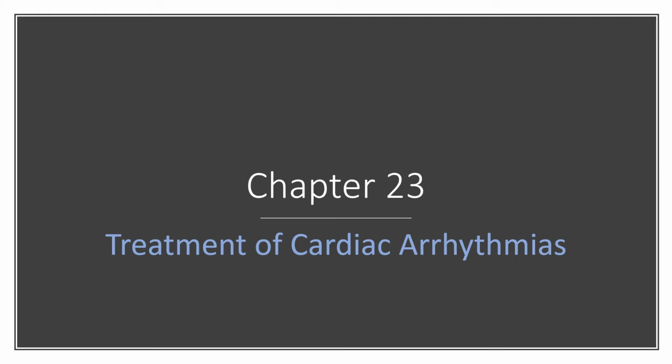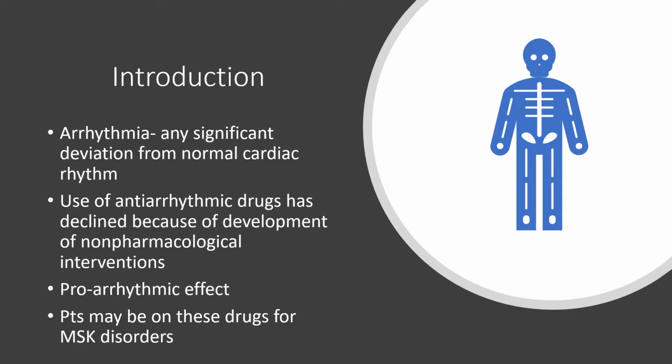Today we're going to cover chapter 23, which will talk about the treatment of cardiac arrhythmias. An arrhythmia can be defined as any significant deviation from a normal cardiac rhythm. And if arrhythmias are left untreated, disturbances in normal cardiac rhythm can occur. And this could result in impaired cardiac pumping ability, and certain arrhythmias are even associated with cerebral vascular accidents, cardiac failure, or other sequelae that can result in fatality.